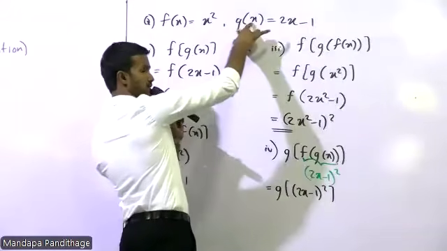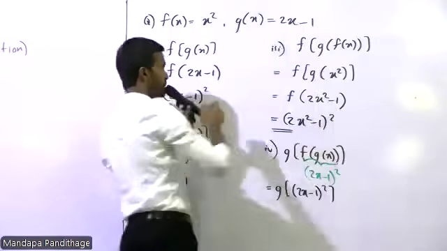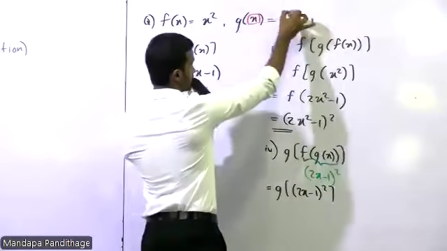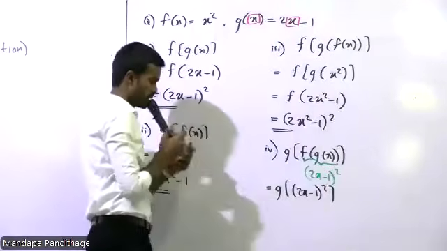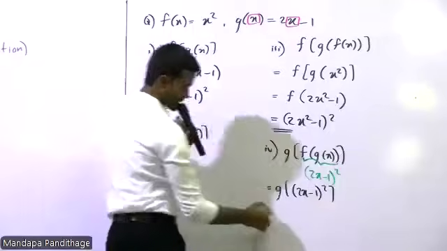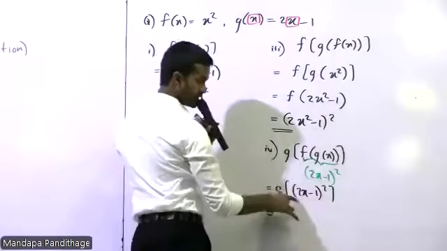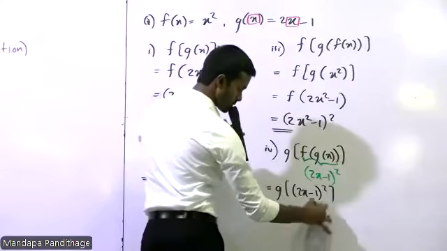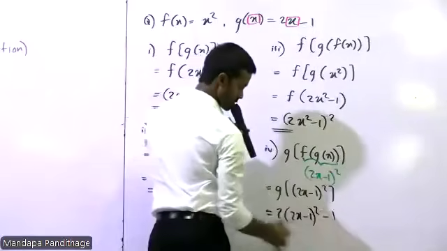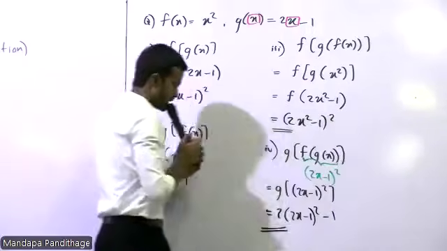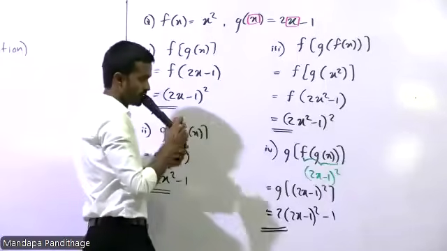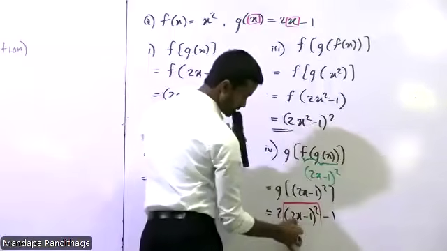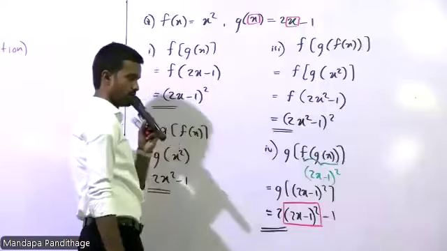If we have replaced x here by something, this x should be replaced by this one. So instead of x here, now what we have is this one. So what is this function? 2 into (2x minus 1) squared, and we have this minus 1. Here it's clear, you don't have to simplify. Look at this: this x has been replaced by this one. Please hands up if you got this correct.